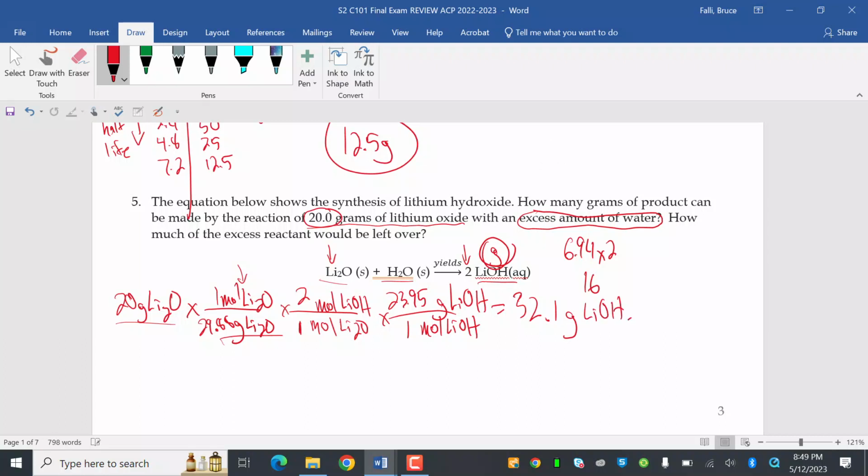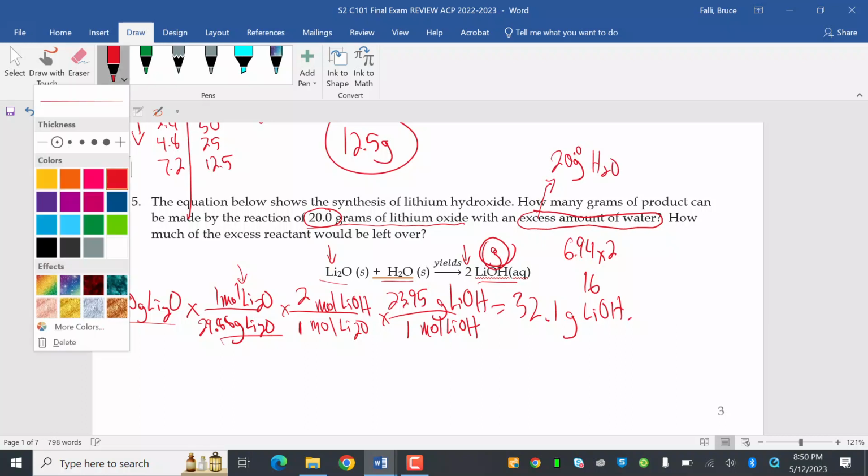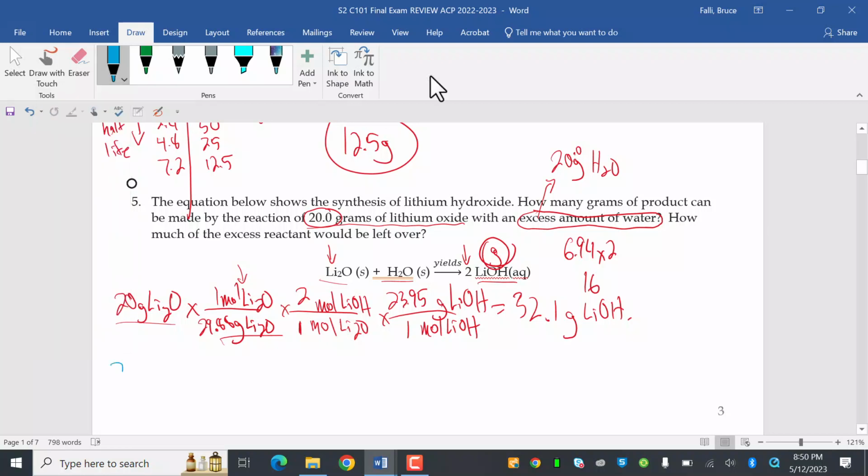Now it says how much excess reactant would be left over. I'm going to do a crazy thing. The crazy thing I'm going to do is I'm going to assume now that this reaction is with, I'm going to change this number just so we can do it, 20.0 grams of H2O. So that means that I'm going to do pretty much the same thing. But I'm going to start with 20 grams of H2O. And for a limiting reactant problem, I'm still going to convert it into grams of LiOH.